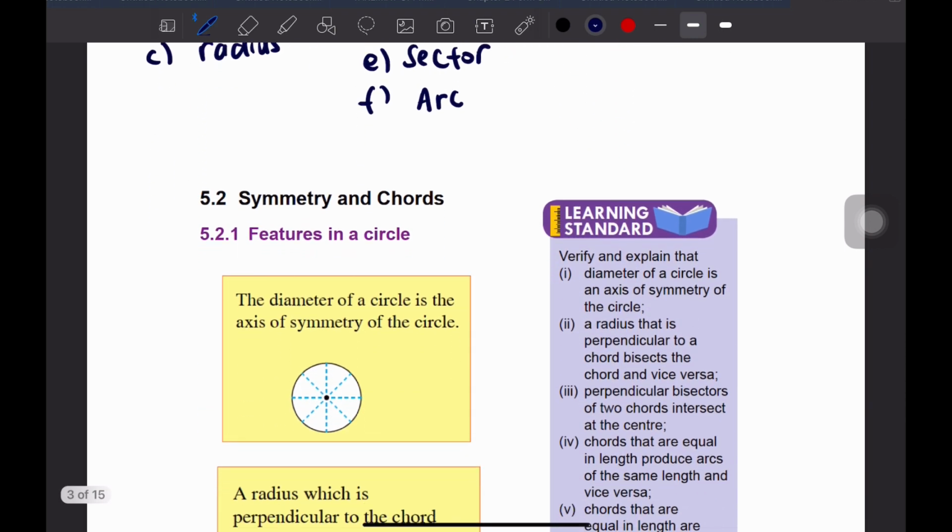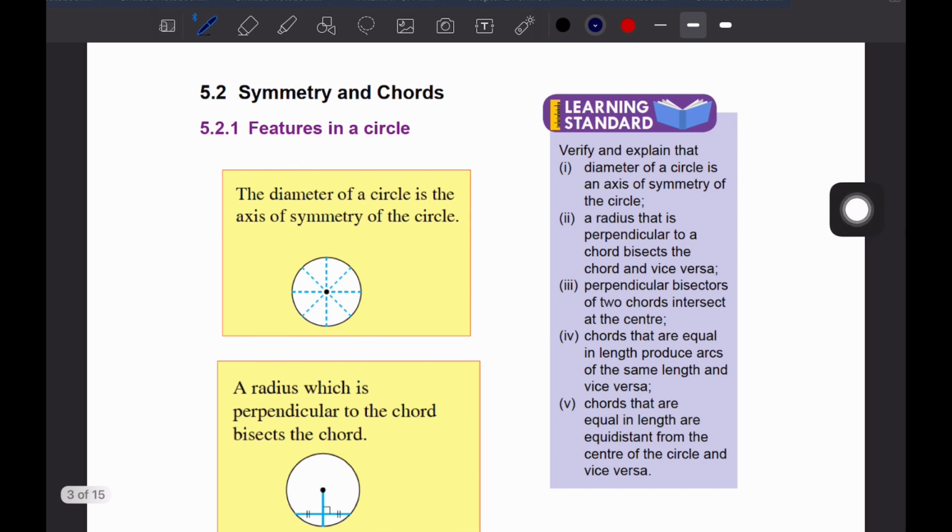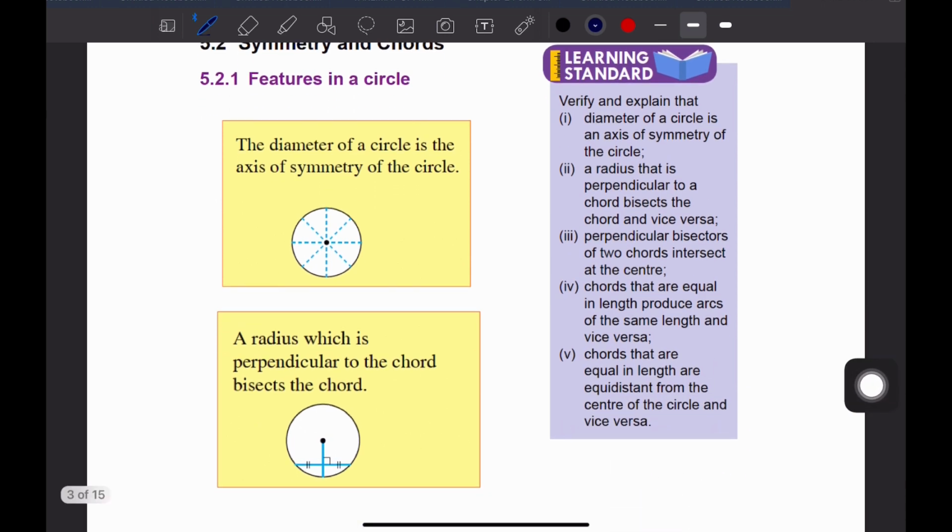Let's continue with our next learning standard. In this learning standard, you can verify and explain that the diameter of a circle is an axis of symmetry of the circle. A radius that is perpendicular to a chord bisects the chord and vice versa. The third one, perpendicular bisectors of two chords intersect at the center. Number 4, chords that are equal in length produce arcs of the same length and vice versa. And the fifth one is chords that are equal in length are equidistant from the center of the circle and vice versa. Let's look at the first feature.